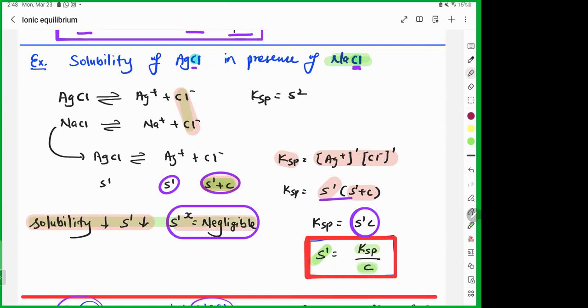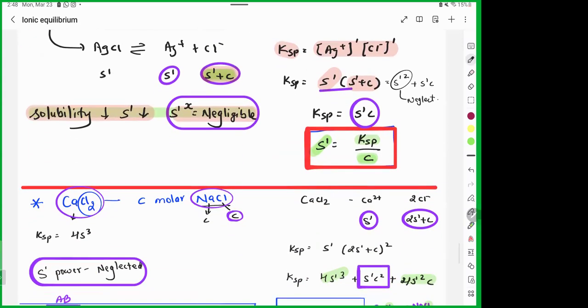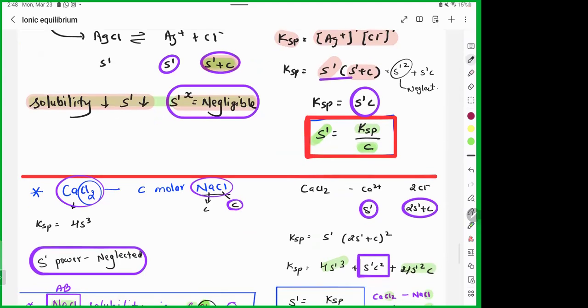Correct? That's why this is equal to S square, S dash square plus S dash C. We are neglecting this. Why do we neglect this? Power will be very, very less. Then if you take calcium chloride, calcium only one molecule, that's why S dash. Chloride two molecule, that's why 2S plus C. Correct? 2S plus C because of the chlorine. So if you write KSP product, you will write this.